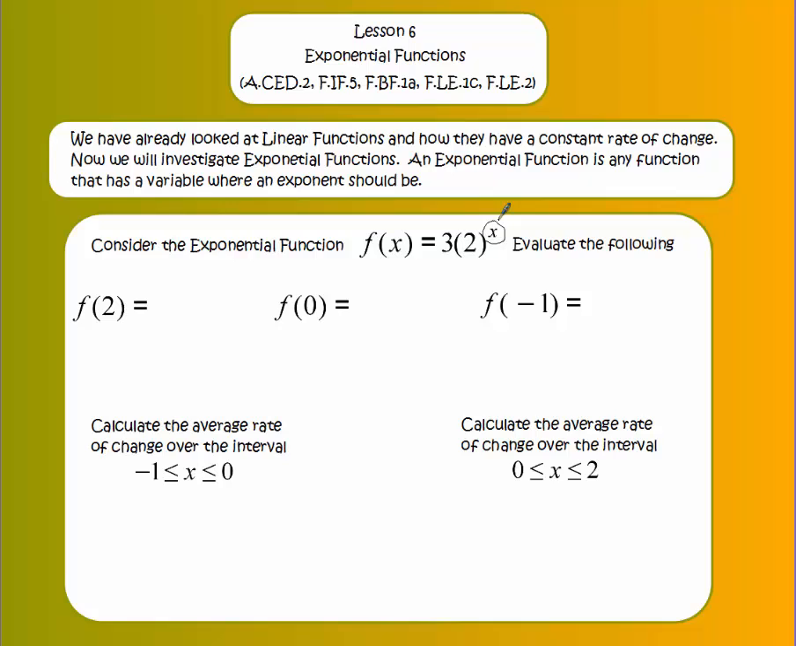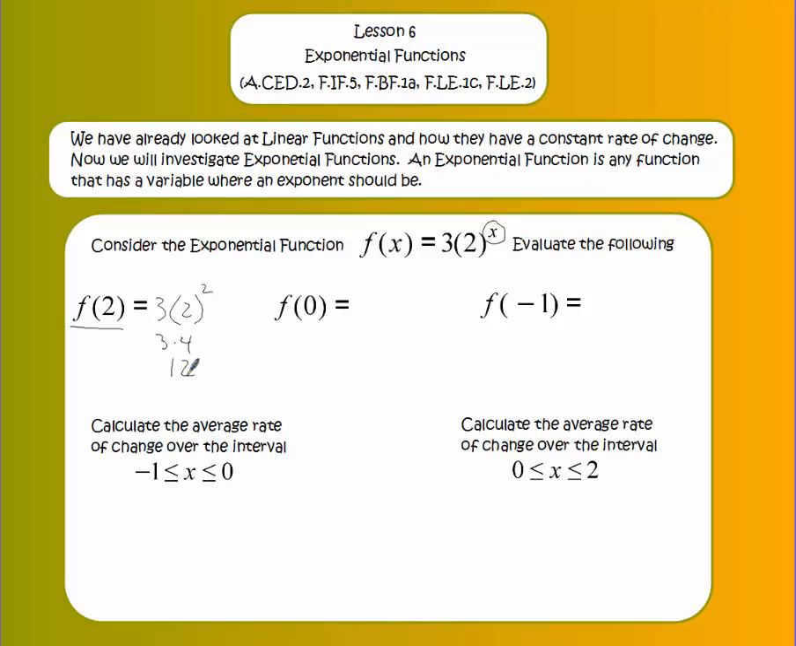So let's evaluate this. What does it mean to find f of 2? It means I'm going to plug a 2 in for the x. So I have 3 times 2 to the second power. In other words, I have 2 to the second power, which is 4, or 3 times 4, which is 12.